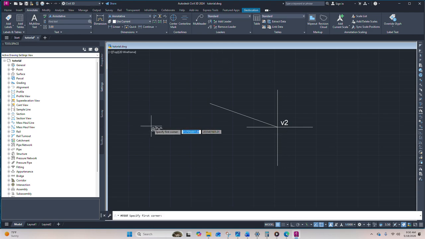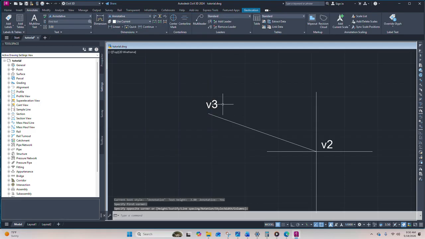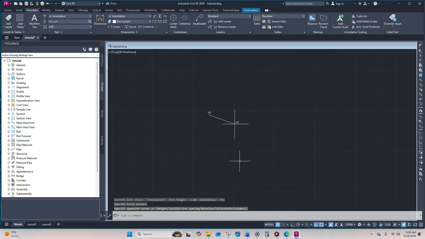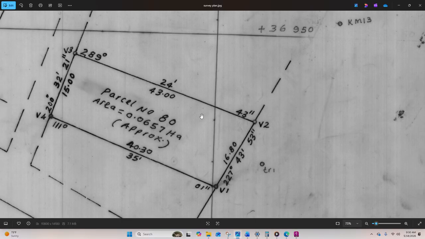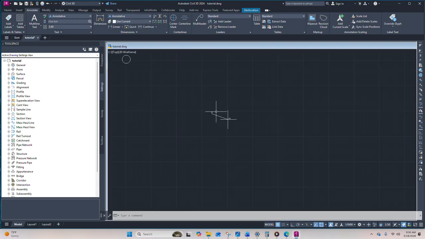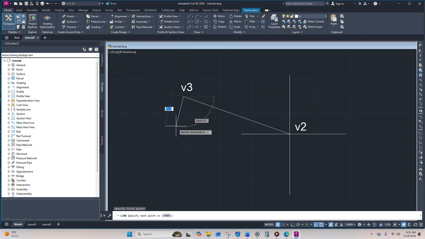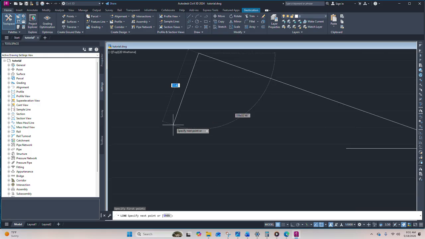Let's do it again. That one will be our V3. So now we go to V3 to V4, at the distance of 15. So home button, then click line, create a line, select the starting point. That will be our starting point. Then our distance is 15 meters, 15 from your keyboard.